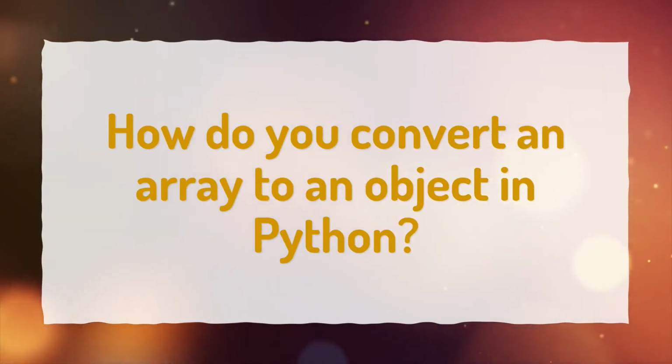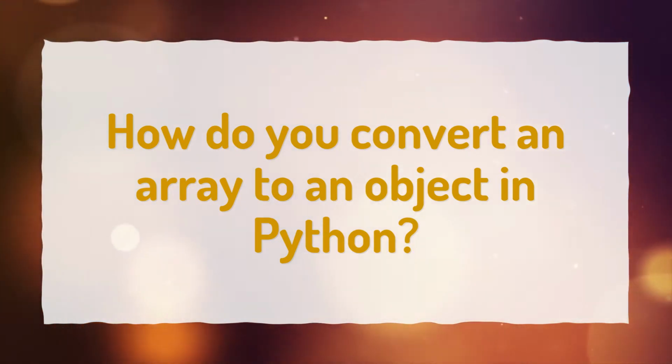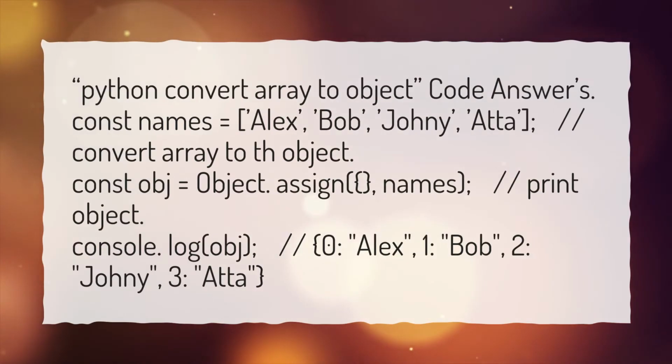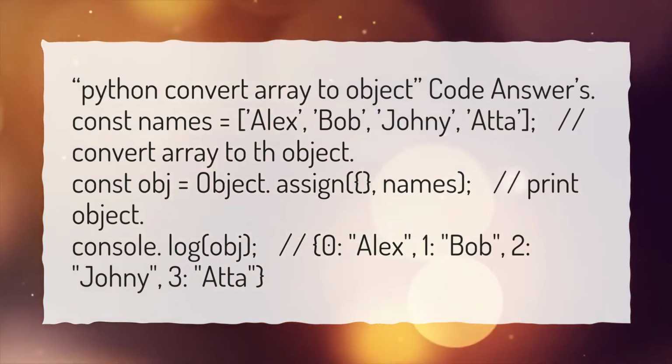How do you convert an array to an object in Python? Python convert array to object code answers.